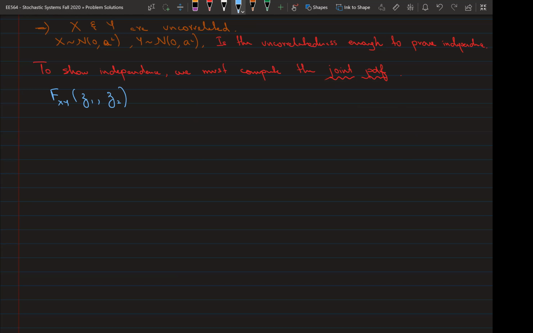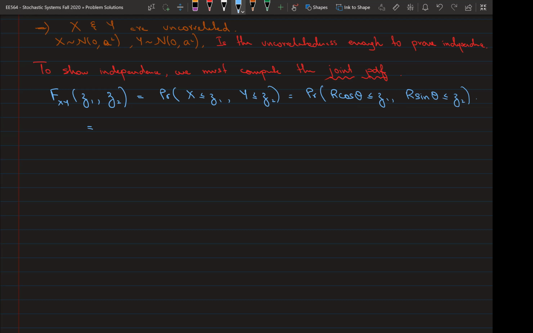Once again, the reason why I'm using Z1, Z2 is because we're going to have to go from polar to rectangular, and I'm going to use x and y for the rectangular coordinate system, right? So this is the probability that x is less than or equal to Z1 and y is less than or equal to Z2. And this is, of course, the probability that r cosine theta is less than or equal to Z1, jointly the event with r sine theta is less than or equal to Z2.